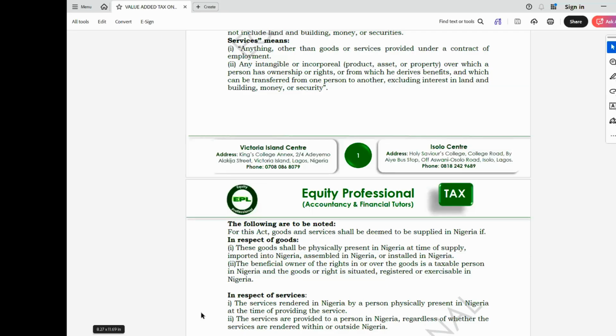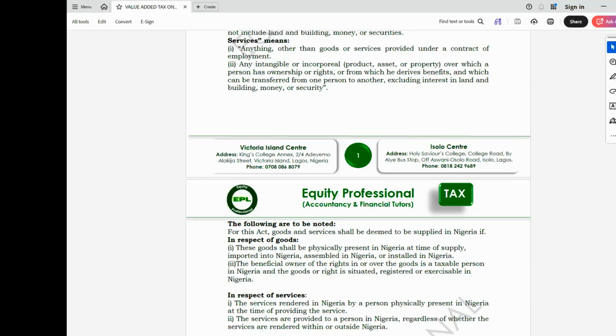For you to say that the item is supplied here in Nigeria, for you to be liable to value-added tax, if it's an item that is imported from outside Nigeria, that item must have landed in Nigeria and must be present here in Nigeria.